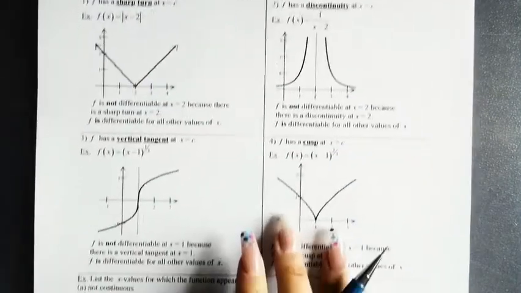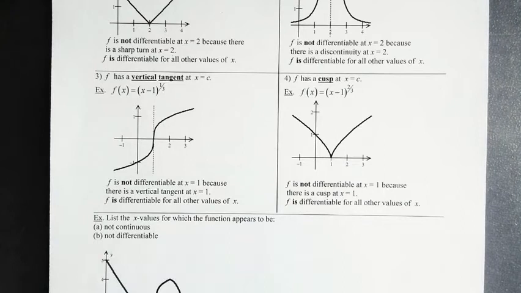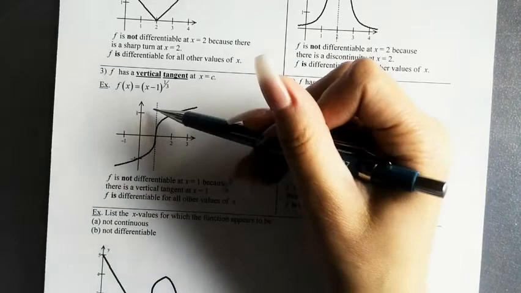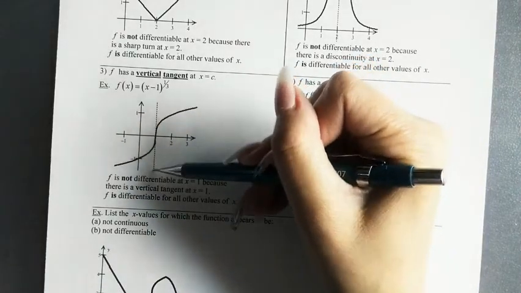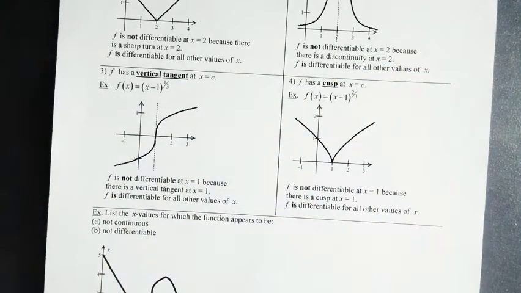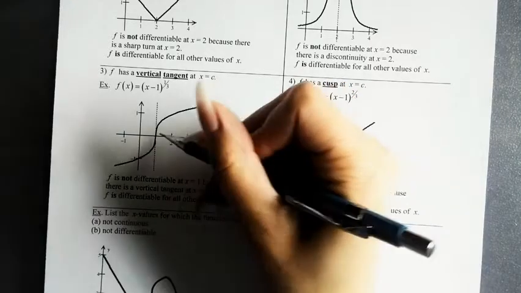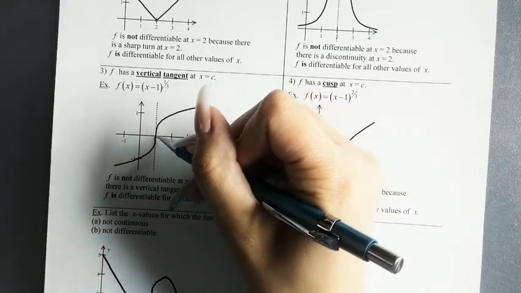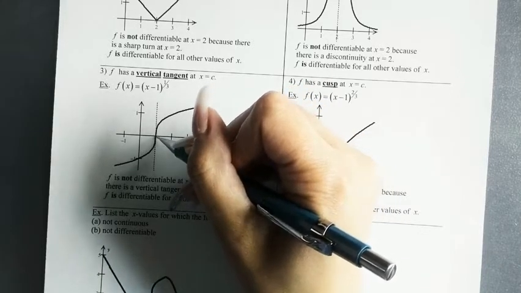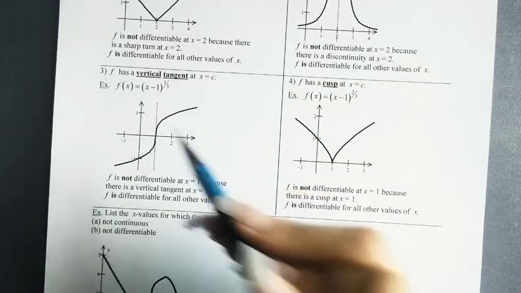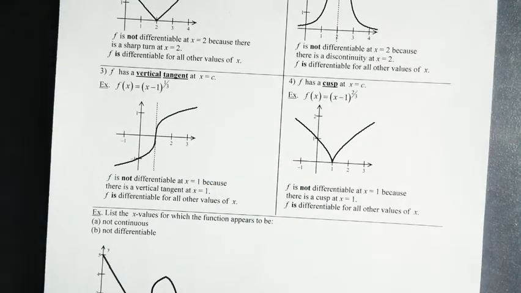The third case is when f has a vertical tangent at x equals c. What in the world is a vertical tangent? It means that the slope of this line is undefined. Let's say f of x is equal to (x minus 1) to the power of 1/3. At x equals 1 you are going to have an issue because you have a vertical tangent line, and that makes your function not differentiable at that point. As mentioned before, f is differentiable for all other values.